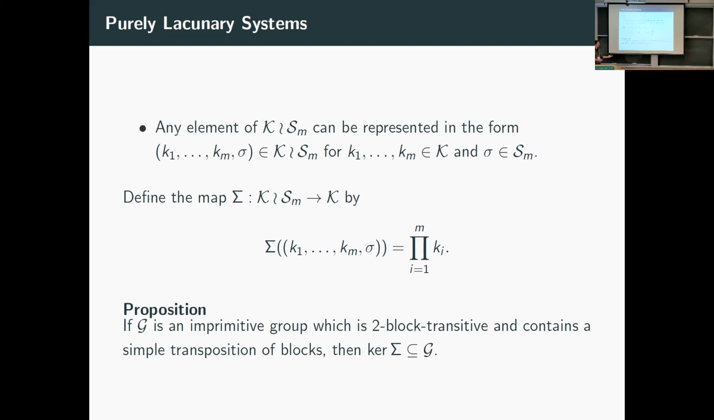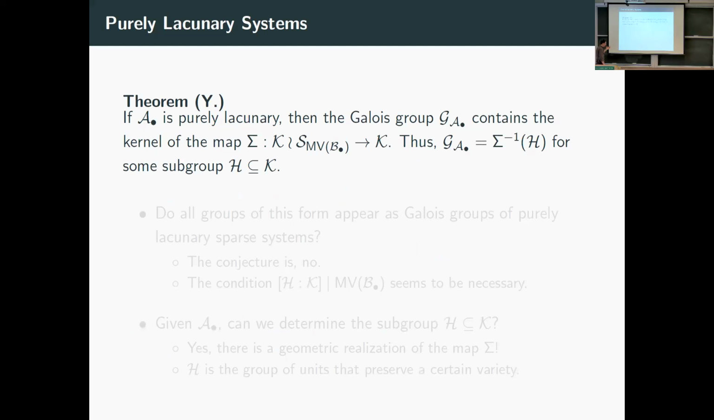So combining everything, if we have a purely lacunary set of supports, then our Galois group contains the kernel of this map. And because it contains the kernel of this map, the Galois group is identified with a subgroup of K. In particular, the Galois group is equal to sigma inverse of some subgroup of K. So we now have at least a result that tells us what the Galois group is.